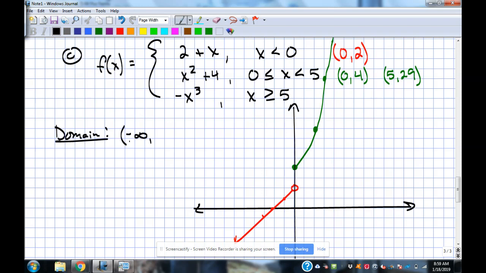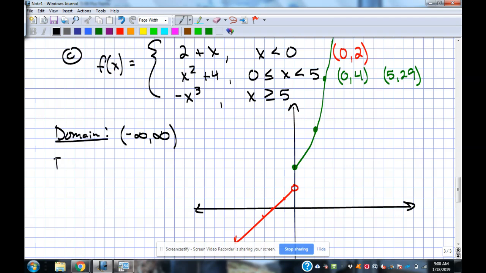Start at negative infinity because our red line goes out this way. We get to 0. Is 0 covered? Yeah, it's used there. So we're not skipping it. Green one, we go right along till we get to 5. 5's an open circle, but is 5 covered by anybody else? Yeah, it's covered by this one, so we're not skipping it. So 5 isn't skipped. And then the negative x cubed, it keeps going, slowly inching toward positive infinity. So this is one that doesn't have any skips in the domain. It's negative infinity to positive infinity.